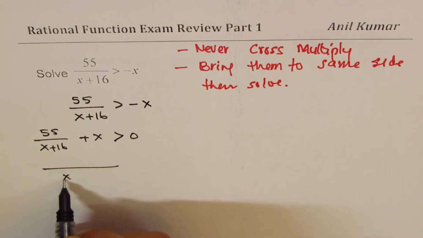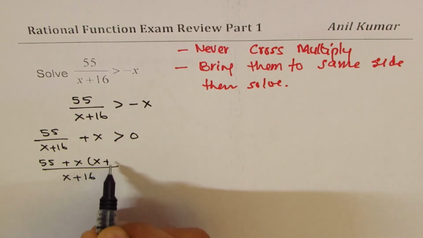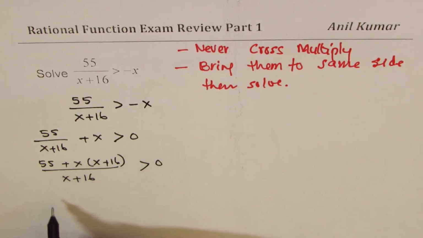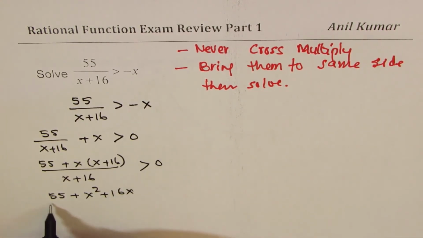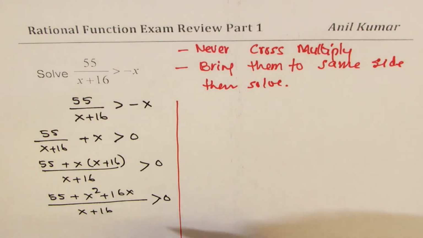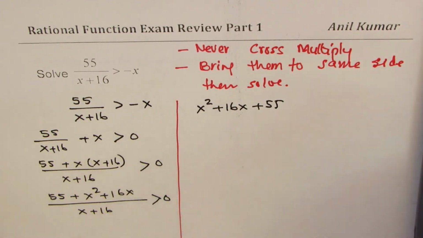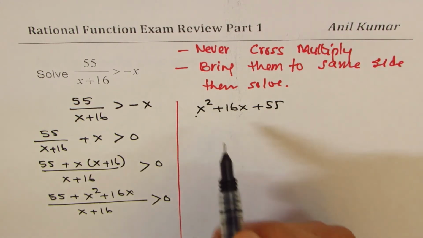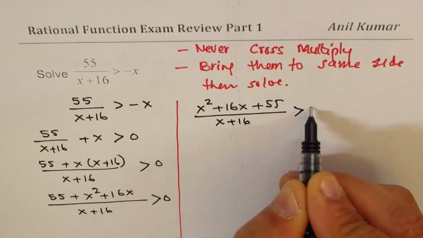Take a common denominator x plus 16 and you get 55 plus x times (x plus 16) greater than 0. Open the bracket. So you get (55 plus x squared plus 16x) over (x plus 16) is greater than 0. Now you have to factor the numerator, right? We have x squared plus 16x plus 55. So the numerator should be this. We'll arrange it and factor it. And the denominator is x plus 16. And we want that to be greater than 0.